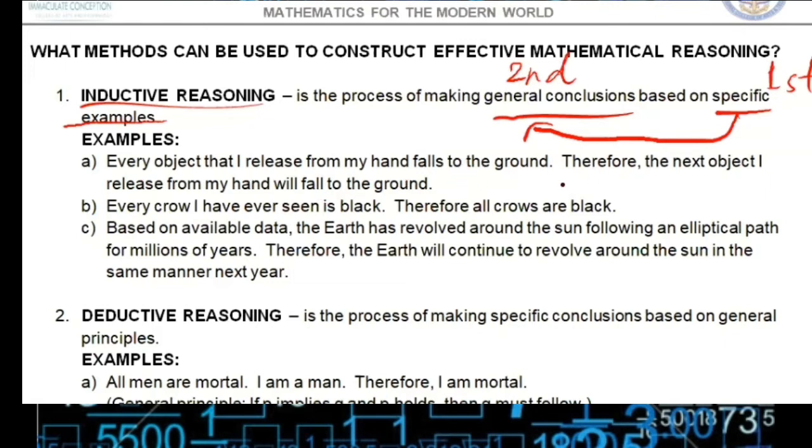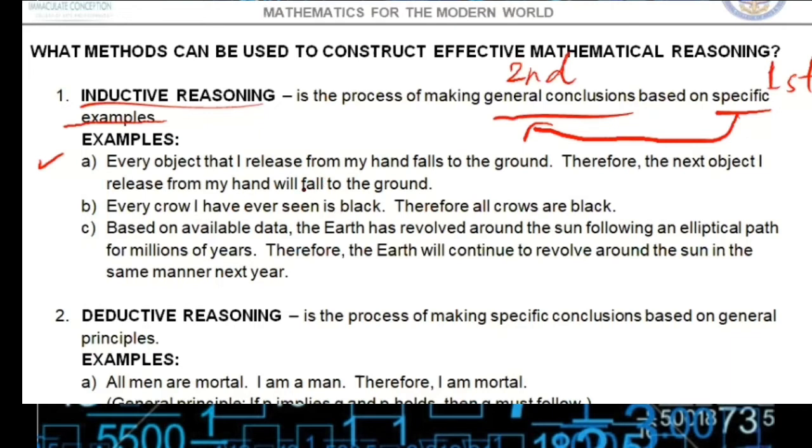So, in this example, nag-a-assume siya, nagbigay muna siya ng example, specific example, na lahat daw na binibitawan niya sa kamay niya nahuhulog sa ground. Saka siya nag-general conclusion or prediction. So, pinipredict niya yung next na mahuhulog sa kamay niya, mahuhulog din sa ground. So, pag nape-predict ka, inductive. Letter B. Every crow I have ever seen is black. Therefore, all crows are black. So, nag-specific examples muna siya. Siguro, nasa window siya, then nakatingin sa bintana, nakikita niya mga 5 sigurong crow.